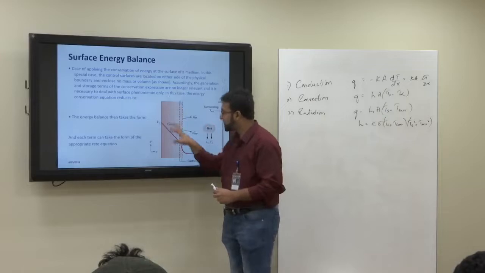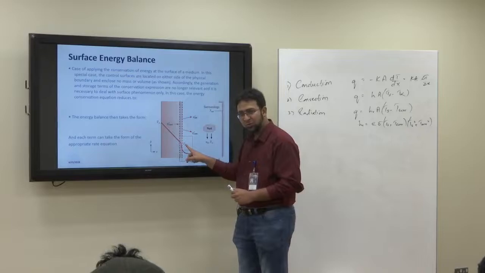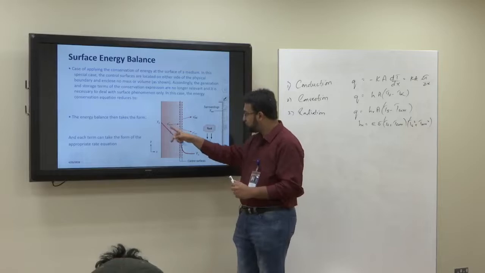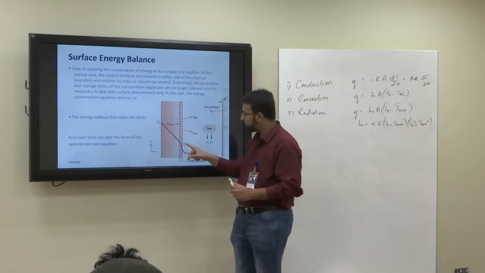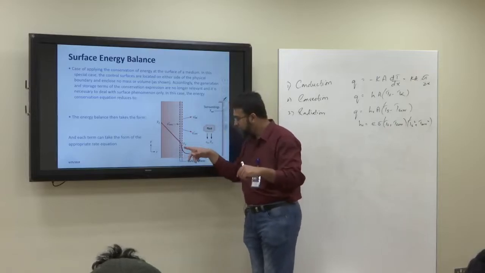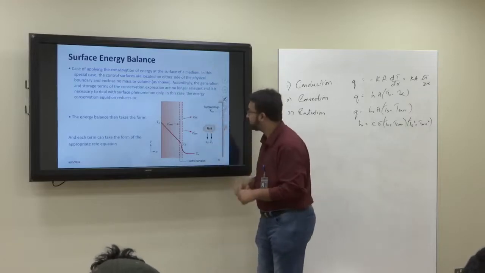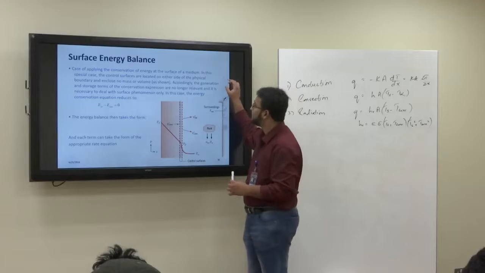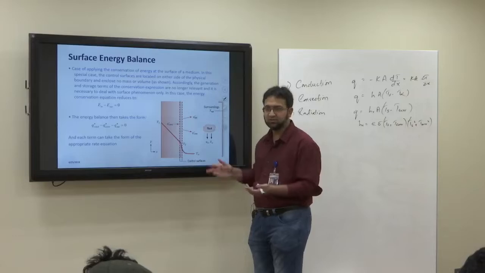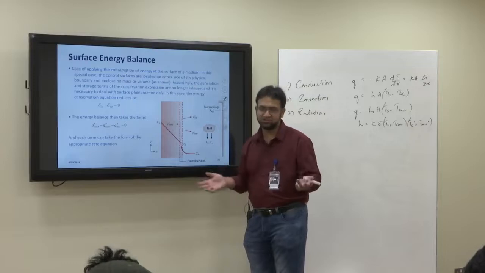So you have a surface, you have a body, here the temperature is T1, here the temperature is T2. T2 should be less than T1 so that the heat can flow. Once it flows through conduction and reaches this surface, all the heat which came here will go out as radiation and convection. This is basically also the first law of thermodynamics: E in minus E out is equal to 0 if there is nothing stored.